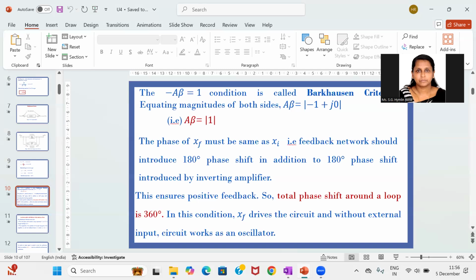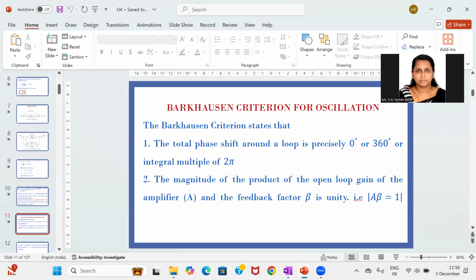And the phase of Vf itself must be the same as Vi, that is, the feedback network should introduce a 180-degree phase shift in addition to the 180-degree phase shift introduced by the inverting amplifier. This ensures positive feedback, so the total phase shift around the loop is 360 degrees. In this condition, the feedback itself drives the circuit, and without external input, the circuit works as an oscillator.